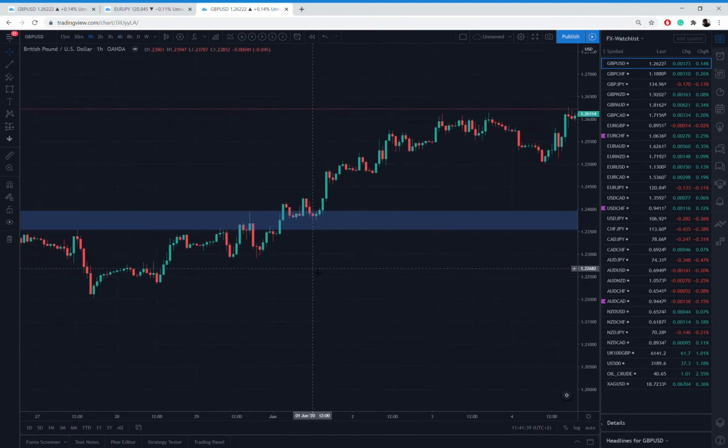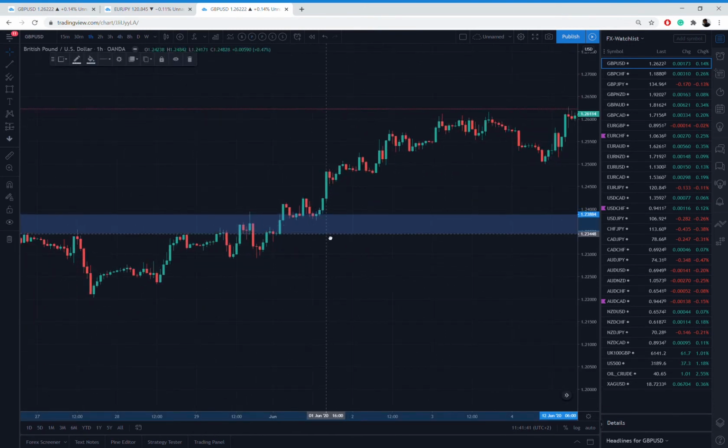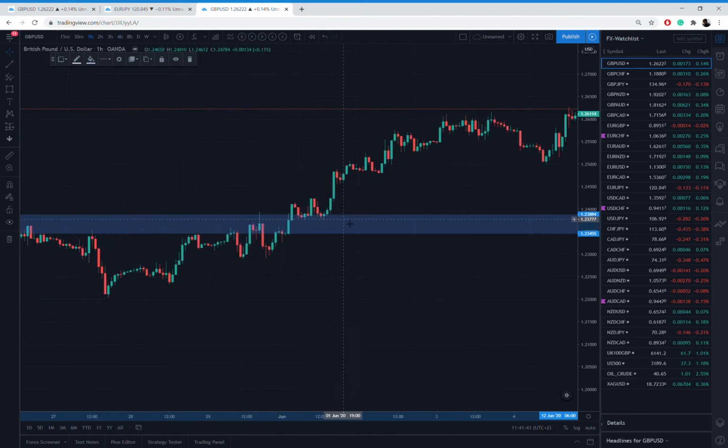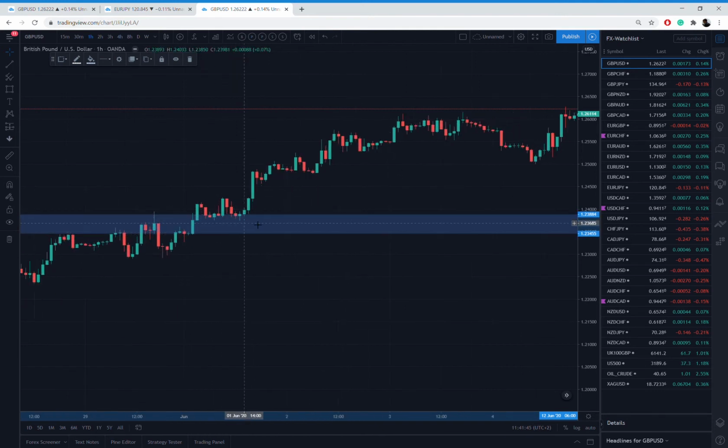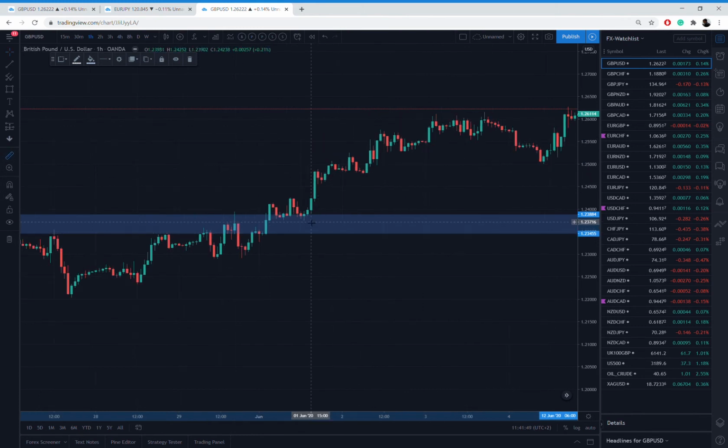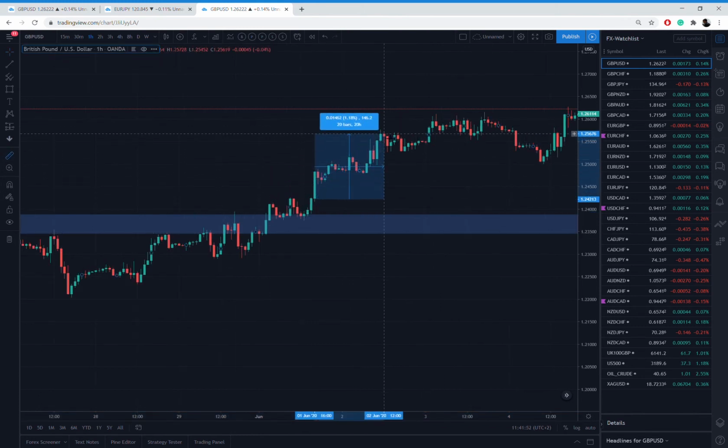Or you can just scroll down and go to the 1 hour and say, hey, this is for me a valid market structure. You can enter here or here and then profit from the upwards movement. And you've been really profitable here.